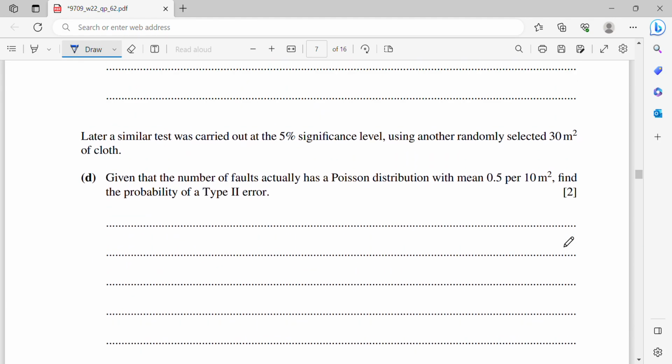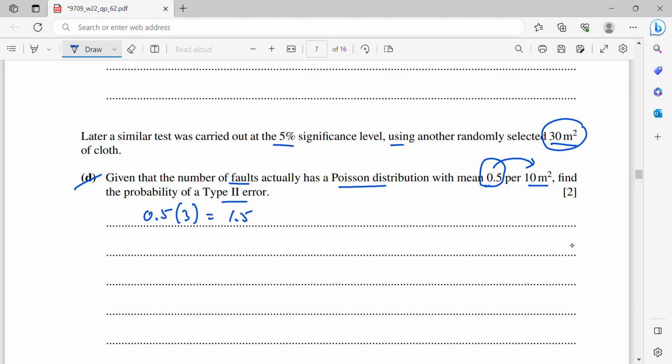Now, later a similar test was carried out at 5% significance level using another randomly selected 30 meters squared of cloth. D, given that the number of faults actually has a Poisson distribution with mean 0.5 per meter squared, find the probability of a type 2 error. Okay, so again, this is for 30 meter squares, and you are given 0.5 per meter squared. So 0.5 needs to be multiplied by 3, it will be 1.5. So it means that for 30 meter squared, we will expect 1.5 faults, right?